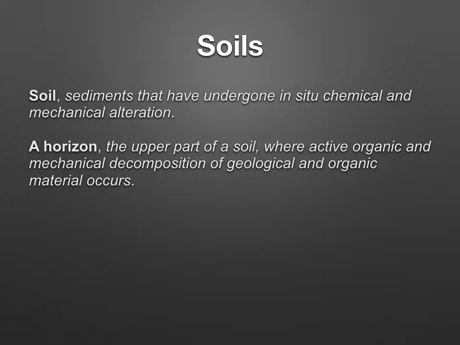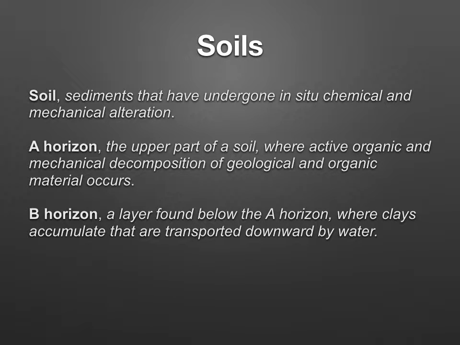If you've ever cut away the soil, you can usually see that it's darkest at the surface. Not always, it just depends on the parent material, but quite often it's darkest at the surface. But we then have below that a B horizon, which is the layer found below the A horizon where clays accumulate that are transported downward by water. So one of the alterations that takes place through rainfall is the transport of clays and minerals from the A horizon down into the B horizon.